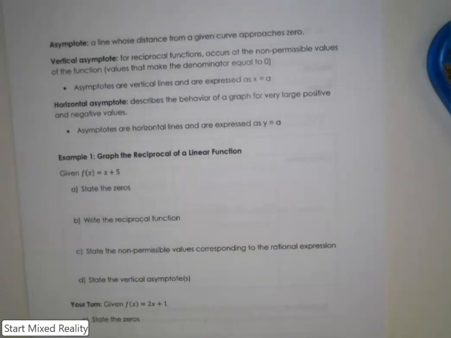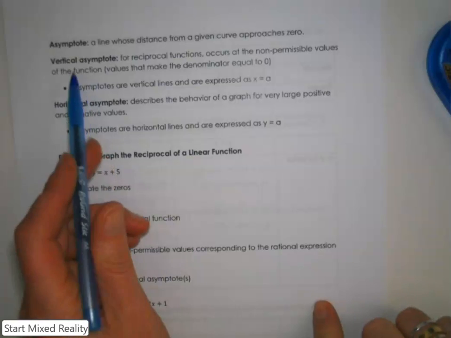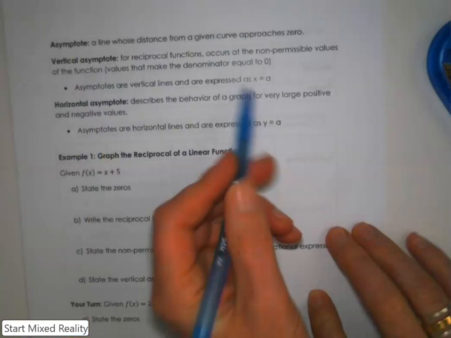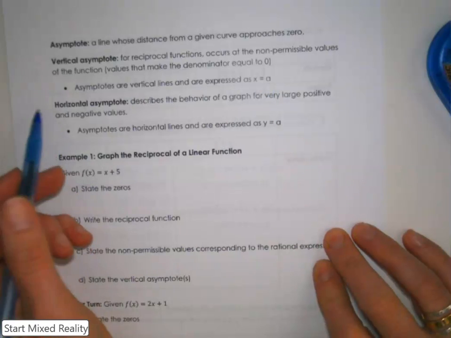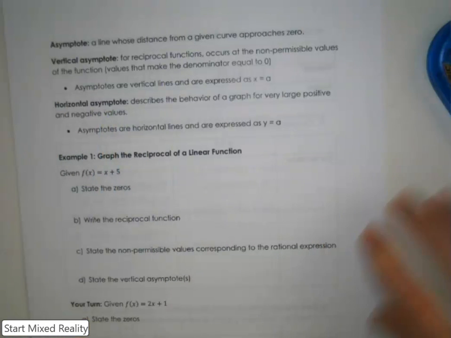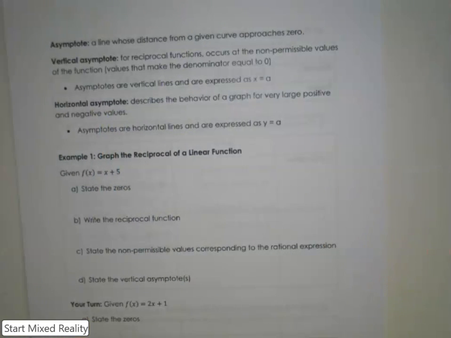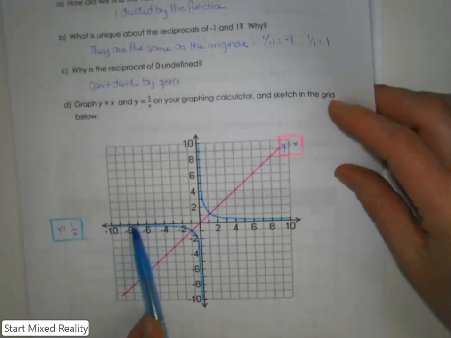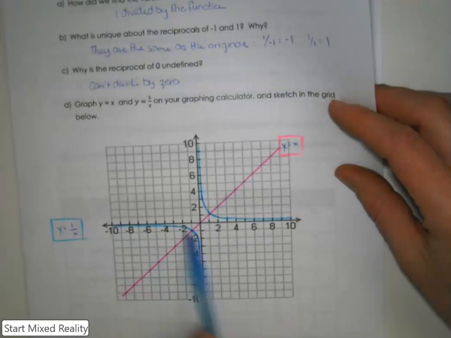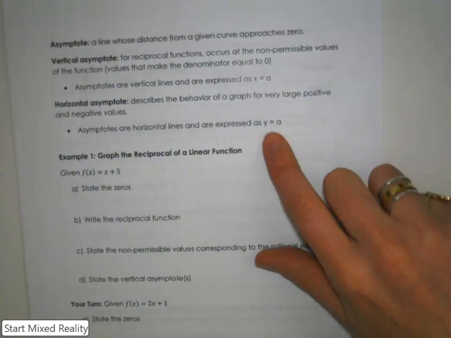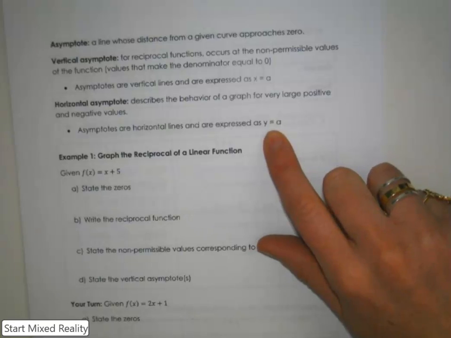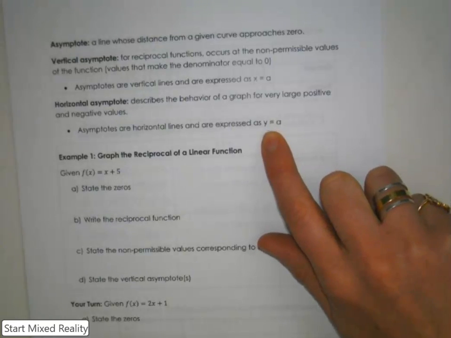If you were asked to list the vertical asymptote, you always just write it as x equals whatever that non-permissible value is. The horizontal asymptote is kind of the same thing, but going horizontally, of course. In this case, neither one of these could approach the x-axis, right? So that would be y equals 0, and that's how we would express a horizontal asymptote as well.